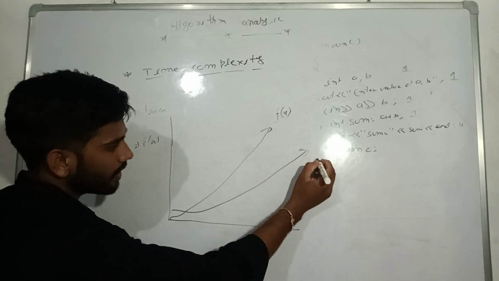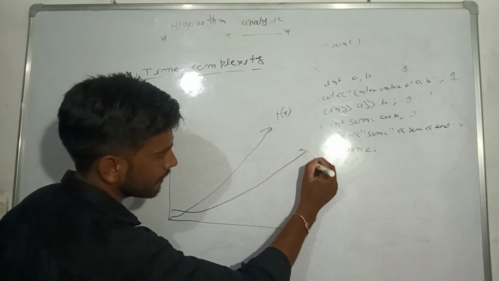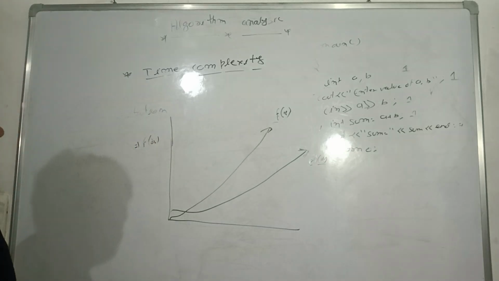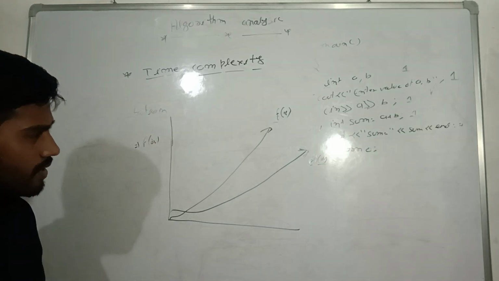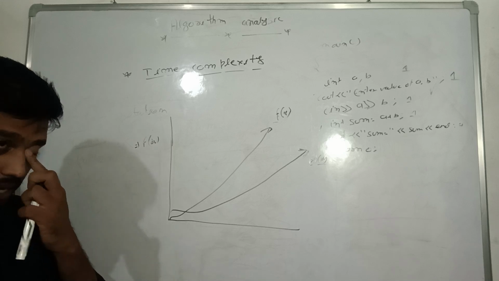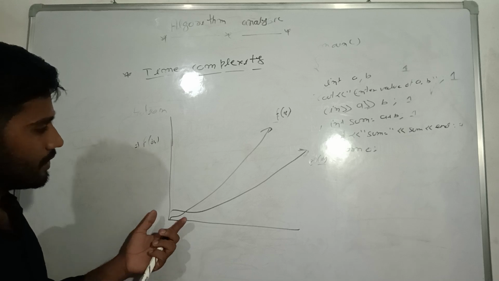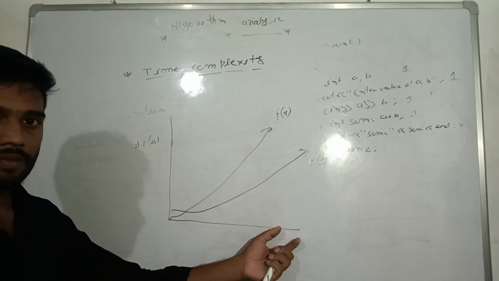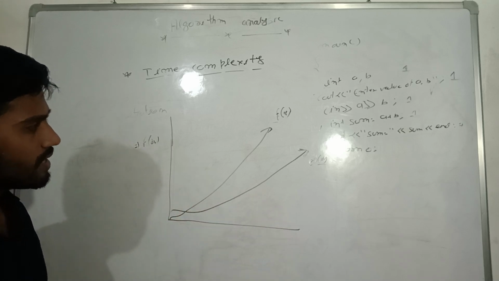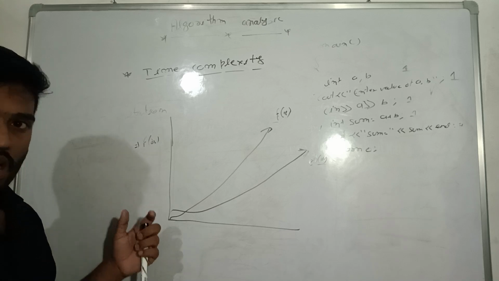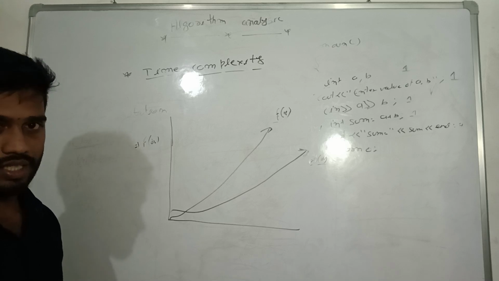In omega notation, we see the best time complexity. How we determine the best time complexity and the others, we will see in the next video on best case, average case, and worst case.